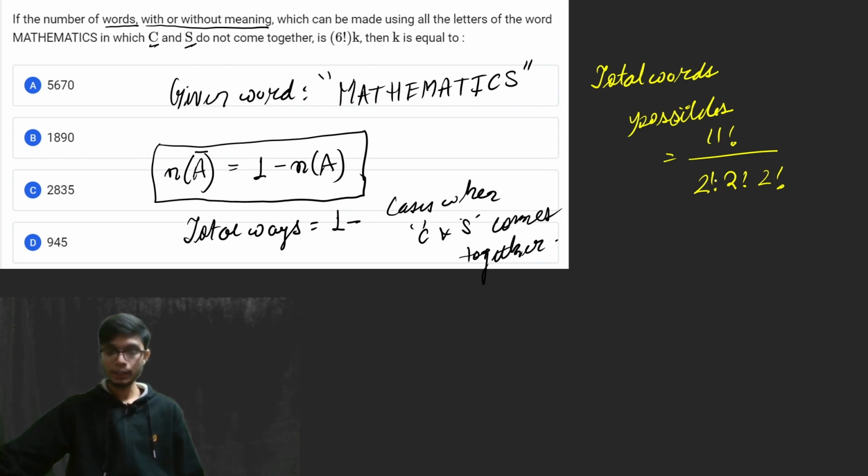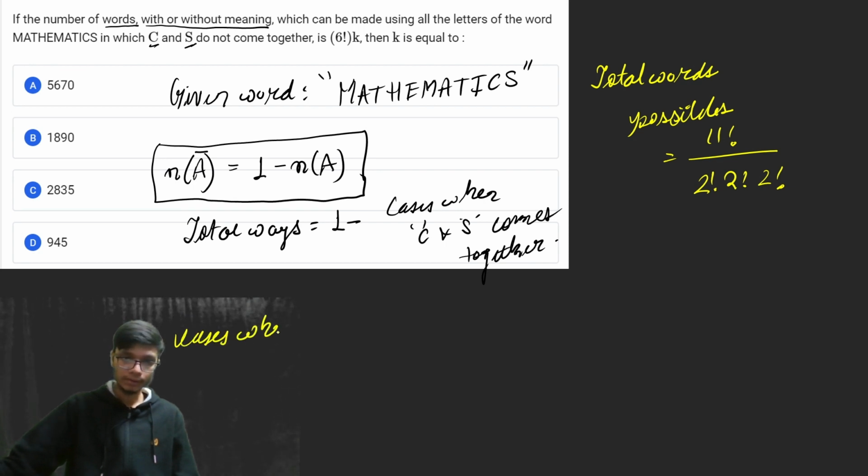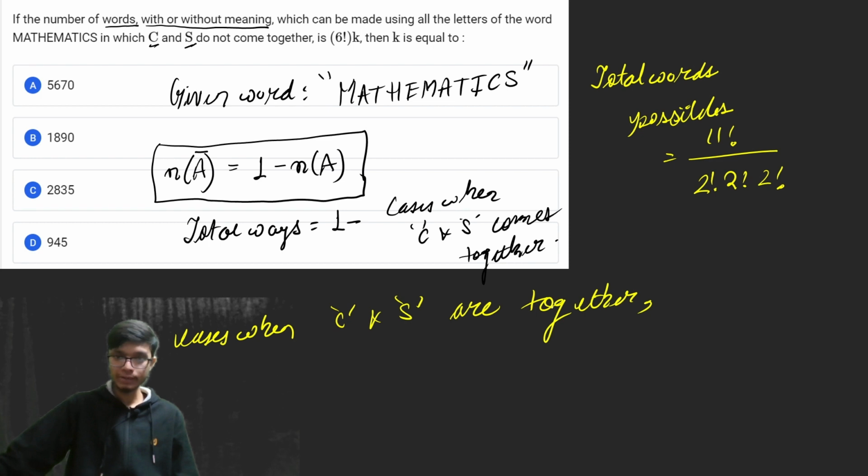Okay, so from here you'll basically get the total cases or total number of words that can be possible using the letters of the word mathematics. And now we have to look for the cases when C and S come together, are together. So we need to look for the cases when the letters C and S are together.